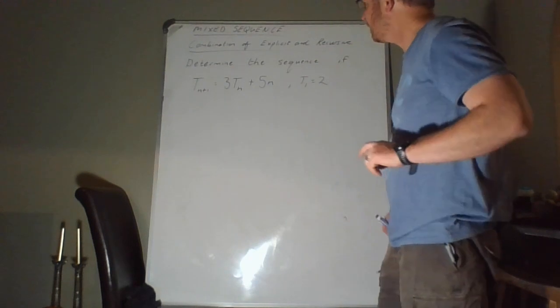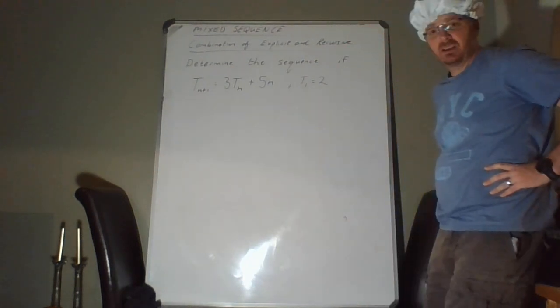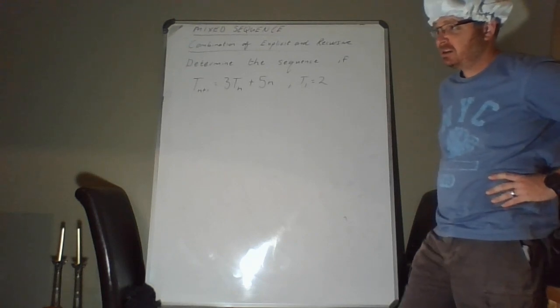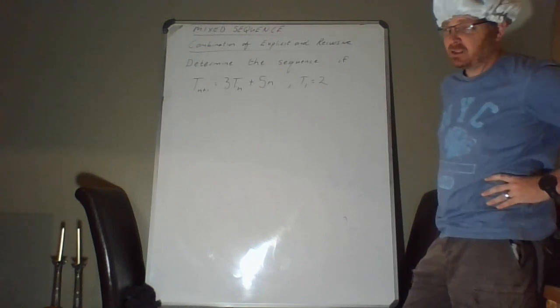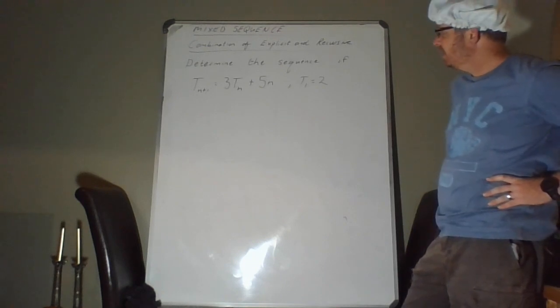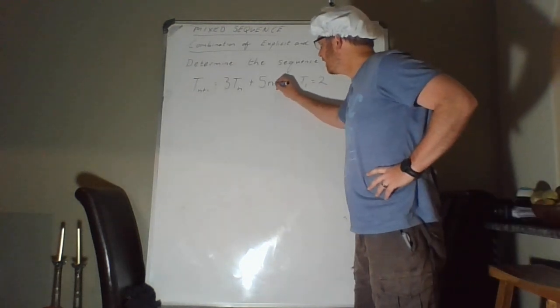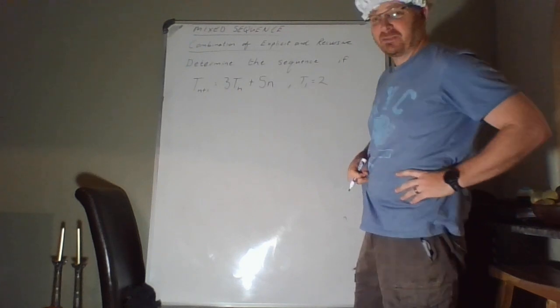And you'll be pleased to notice the last example for the term. And this is a mixed sequence, which is a combination of an explicit, in other words, it depends on the position of the term, and recursive, in other words, also depends on the value of the term before. And it says, go find the sequence if T(n+1) is equal to 3 times the preceding term plus 5 times the position n. Okay, so plus 5n.